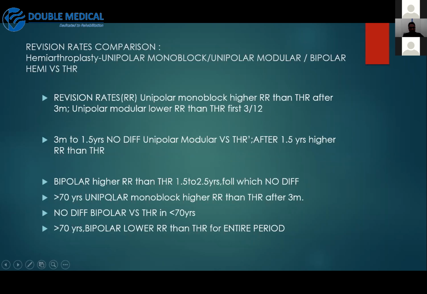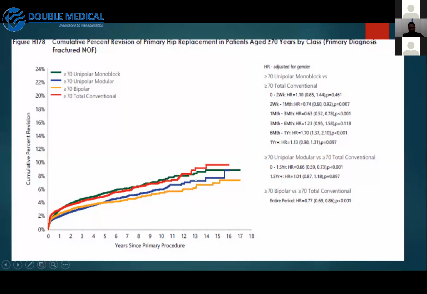In those more than 70 years, unipolar monoblock had a higher revision rate than THR after 3 months, but there was no difference in bipolar versus THR in less than 70. But more than 70, bipolar had a lower revision rate than THR for the entire period. So this is what the example shows, that you can see more than 70, bipolar had the lowest revision rate.